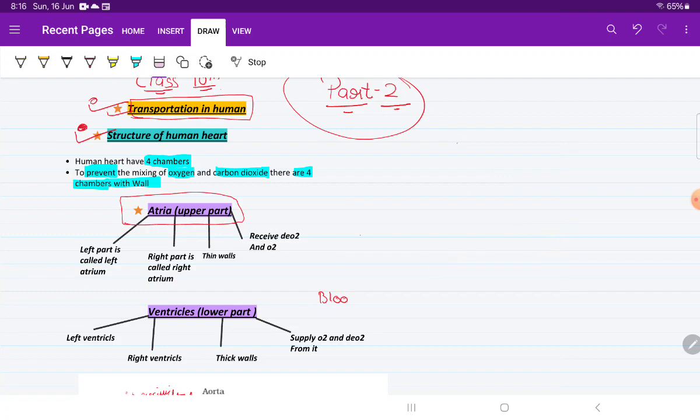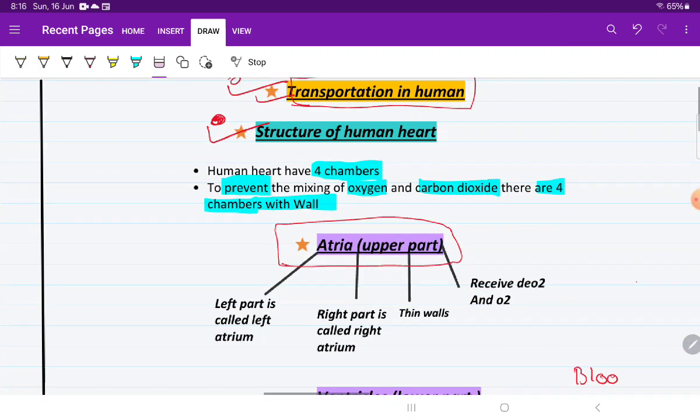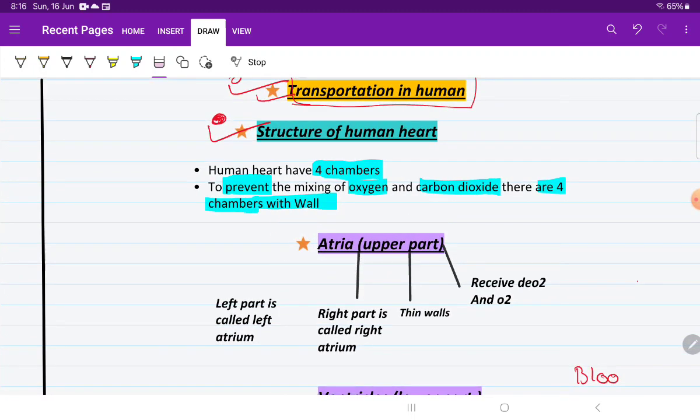Now let's see technically how the aorta and the others work. Let's first start with the atrium. As we have seen, the atrium is the upper part of the heart.